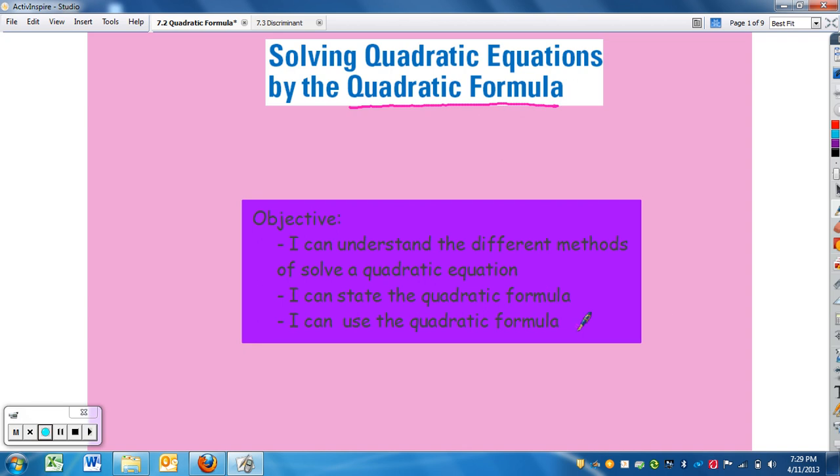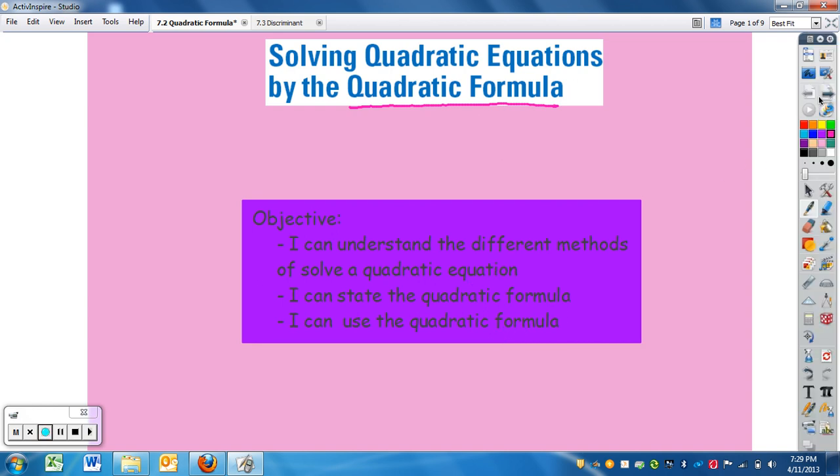This is a very famous formula. A lot of people put a lot of emphasis on this formula. It is a little long, but I have ways to help you memorize it.